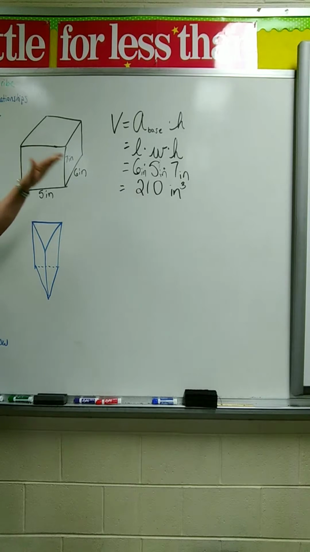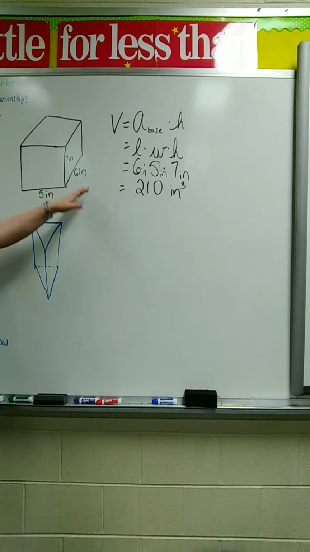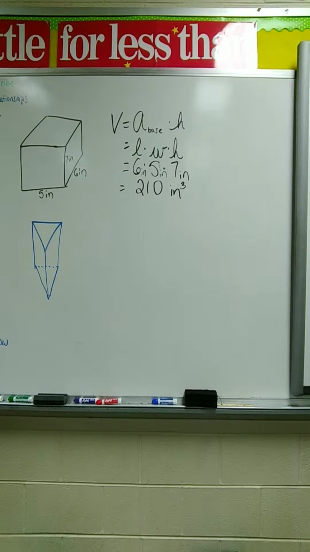Are there any questions about how we found the volume of a rectangular prism? What's your question? So, we just multiply all of them. So, 6 times, we multiply that, and then we multiply that and times that other. Correct.